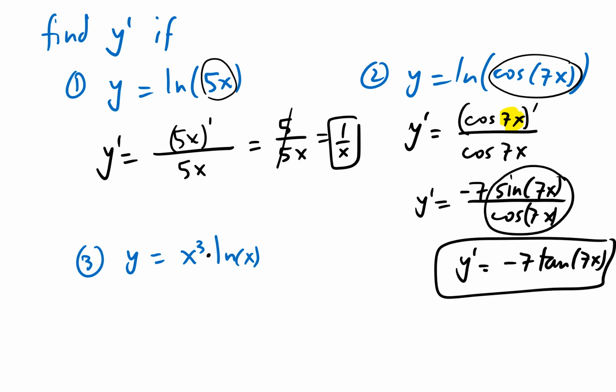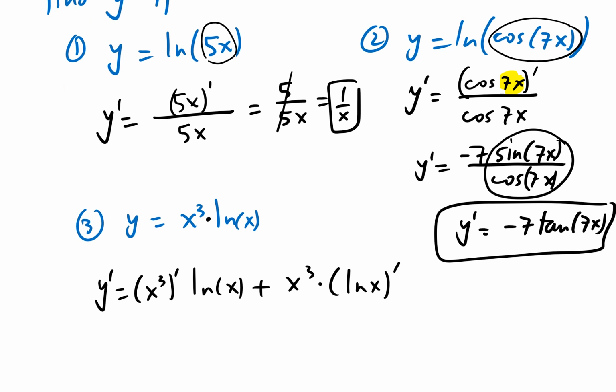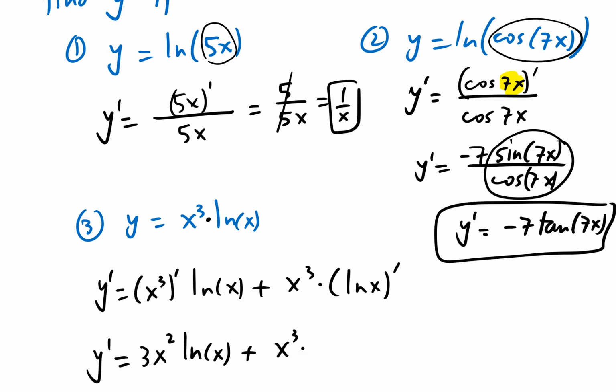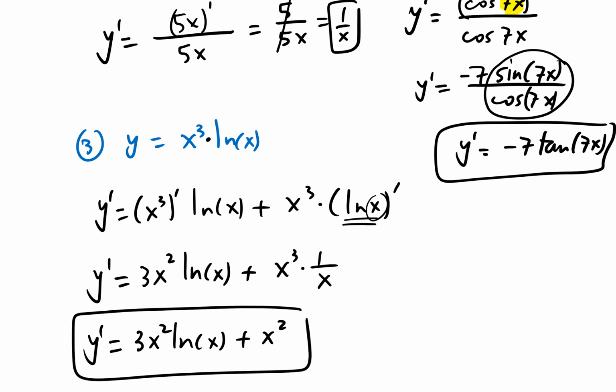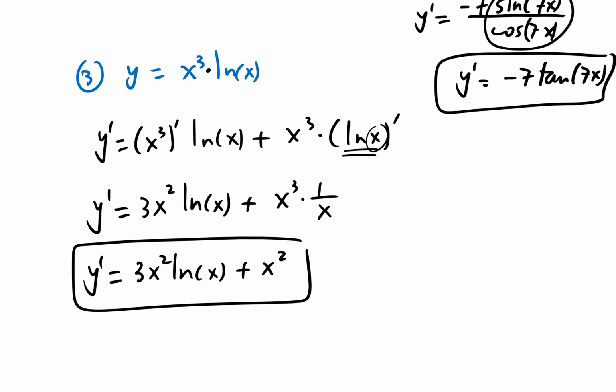Next one, we use the product rule. The product rule says you take the derivative of the first one times the second, plus the first one times the derivative of the second. So what's the derivative of x cubed? It's 3x squared, times natural log of x, plus x cubed. The derivative of natural log of x is the derivative of x over itself. So y prime would be 3x squared natural log of x plus x squared.